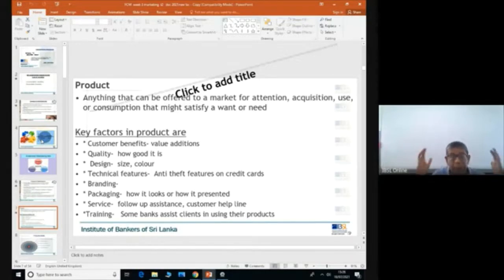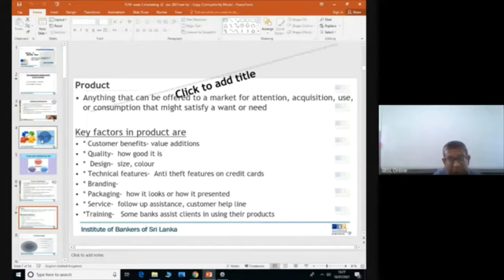And also with the product, there may be branding association, right? Now what is branding? I'm going to touch on it a little later. Basically, branding means creating and maintaining a relationship with the product. Sometimes some organizations market a brand in such a way. Like, for example, I'll tell you.